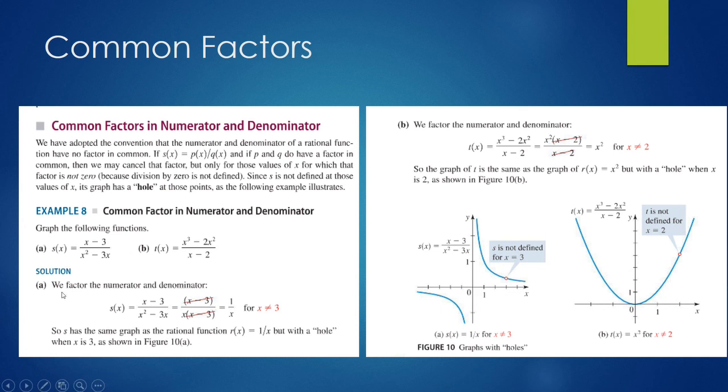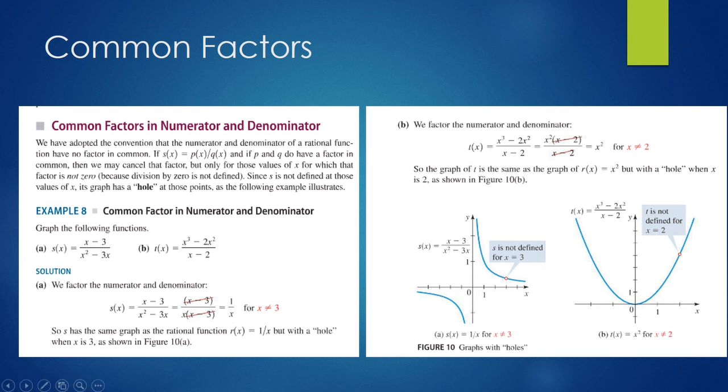So if I look at a here, we've got x minus 3 and then x squared minus 3x. If I factor my denominator, I see that I actually have a common factor of x minus 3 in the numerator and the denominator. And so I can rewrite that as 1 over x for all x's not equal to 3. And the reason that it can't be equal to 3 is because x minus 3 would be 0. And so that actually means that we would have an asymptote there.